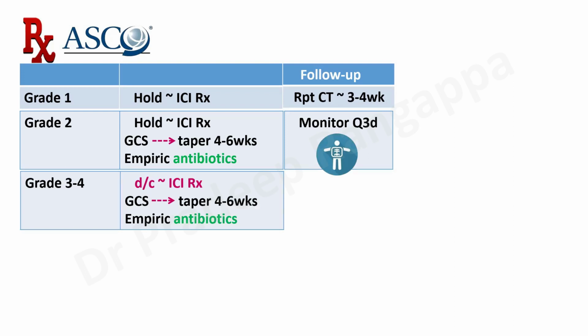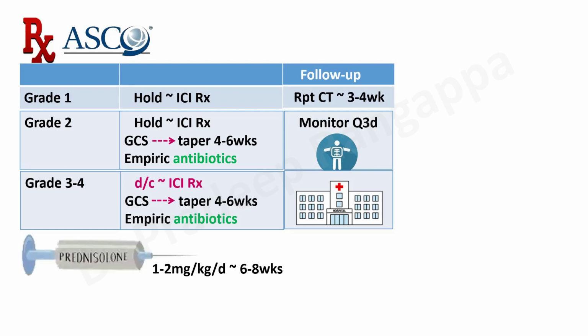Grade 3 is what we see in the ICU, where patients become hypoxemic, needing oxygen. The drug has to be discontinued, and the treatment of choice is glucocorticoid, tapered over 4 to 6 weeks, and empiric antibiotics have to be considered. And for grade 3 to 4, obviously they are needing oxygen, so the patient has to be managed in the hospital and needs hospitalization. The steroid treatment is prednisolone 1 to 2 milligram per kg per day for 6 to 8 weeks. Generally, the recommendation is not to give steroids for more than 12 weeks.